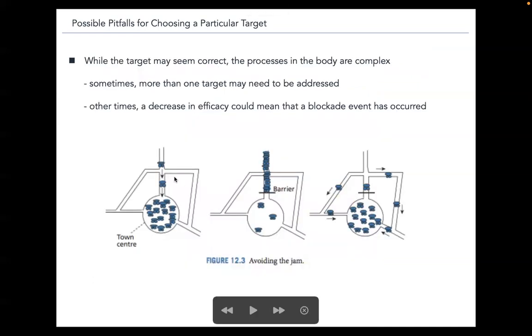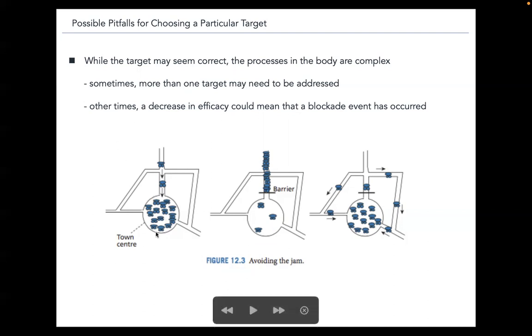Right, so possible pitfalls for choosing a particular target. While the target may seem correct, the process in the body is going to be complex, and I think we have at least a working appreciation for that now. So sometimes more than one target may need to be addressed. And oftentimes a decrease in efficacy could mean that a blockade event has occurred.